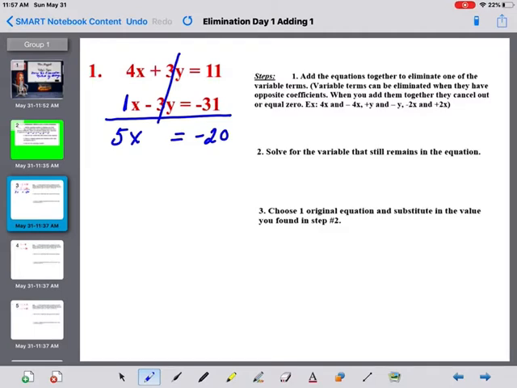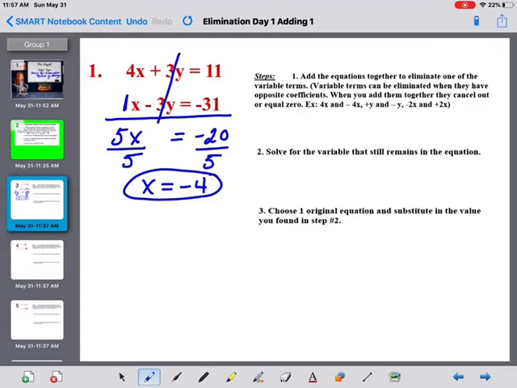That brings me to step number 2, solve for the variable that still remains in the equation. At this point, I can solve for x by dividing both sides by 5, and that's going to get me x equals negative 4. So I found one of the two variables I need, but I still now need to solve for y. That brings us to step number 3.